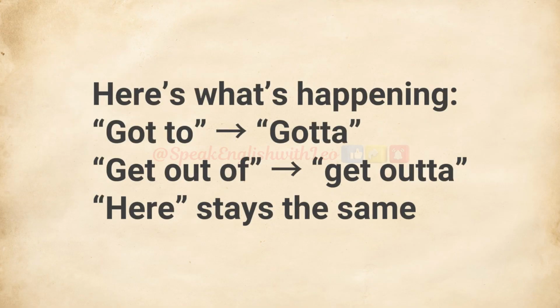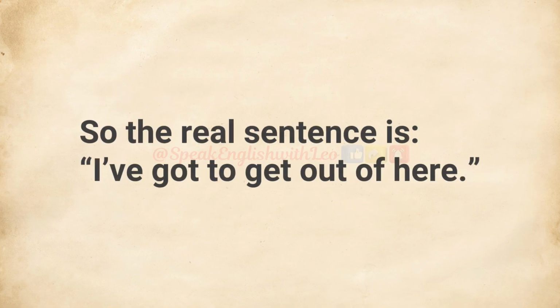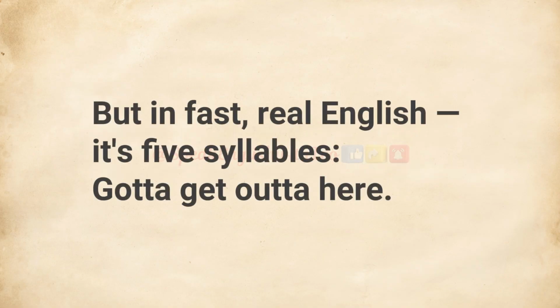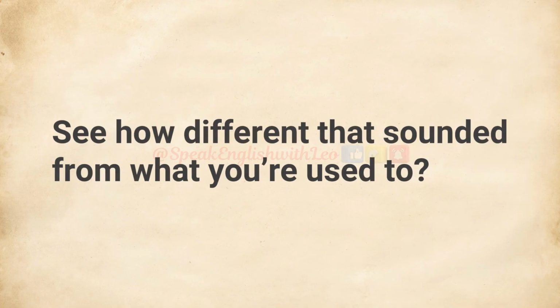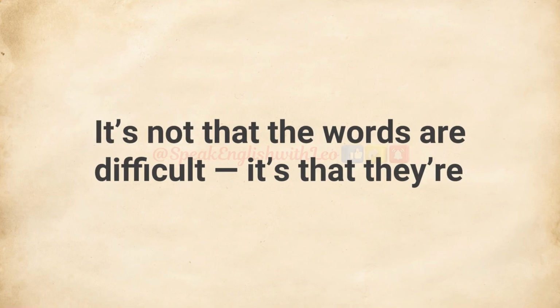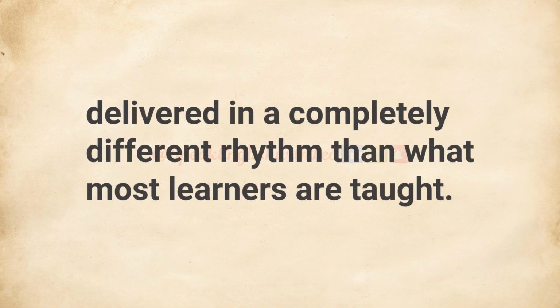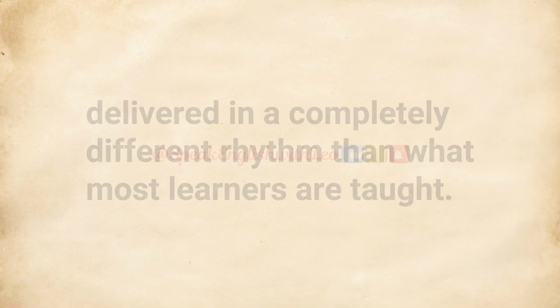Here's what's happening. Got to is gotta. Get out of is get outta. Here stays the same. So the real sentence is, I've got to get out of here. But in fast, real English, it's 5 syllables. Gotta get out of here. That's the rhythm. That's the flow. That's what your ears need to get used to. See how different that sounded from what you're used to? It's not that the words are difficult. It's that they're delivered in a completely different rhythm than what most learners are taught.